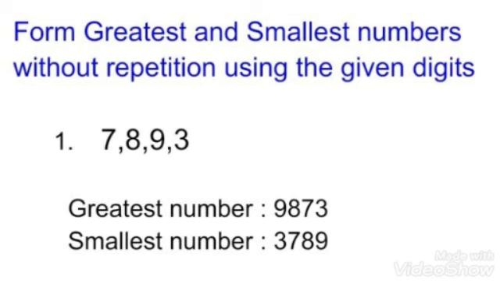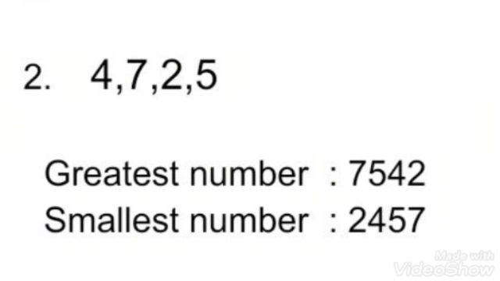What is the smallest number? Which is the smallest number in this? 3. The next smallest is 7. Then 8. Then 9. So the smallest number is 3,789. Okay, like this you form it. Next one is given, 4725. Which is the greatest number? 7 is the greatest here. So first write 7, then 5, then 4, then 2. Therefore 7,542 is the greatest number. The smallest number is just the reverse of the greatest number: 2, 4, 5, 7. That's all, easy. If you write in the reverse order, you will get the smallest number.